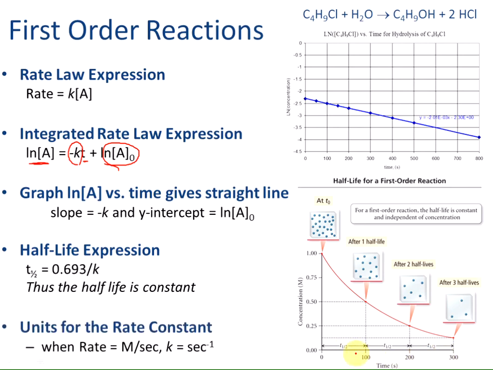And the units for the rate constant on a first order reaction are inverse seconds. So let's see how we can solve for that. If the rate is molarity per second, and I'm looking for the units on k, and I know that I have my concentration of A, and that's in molarity, then if I divide both sides by molarity, k has to be 1 over seconds. So this is where I get my units for k.